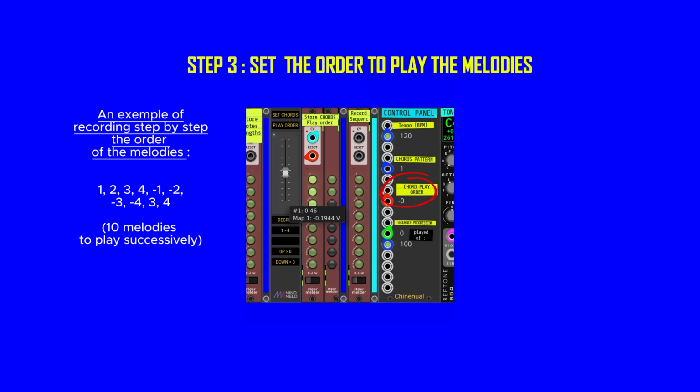It is also possible, for any chord, to reverse the order in which the notes of the associated melody are played. To do this, simply assign a negative value to the chord number. The length of the sequence is limited only by the number of slots available in 8-face. If necessary, other +8 expansion modules can be added.